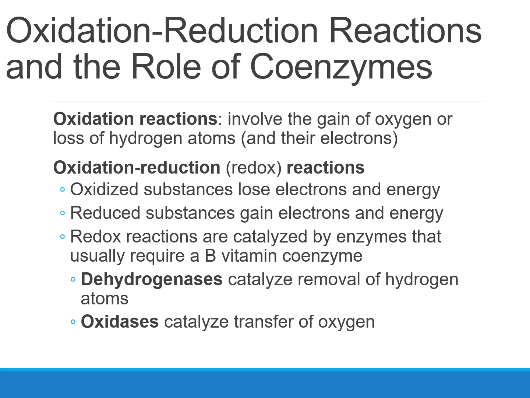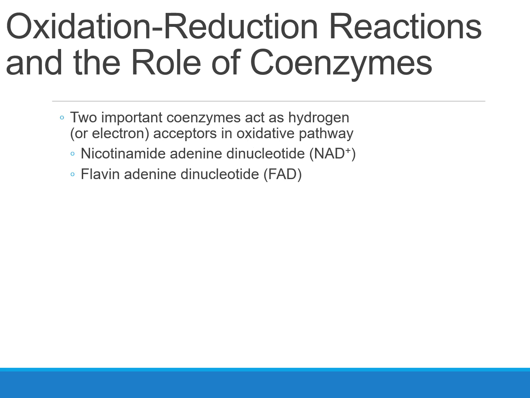Dehydrogenases catalyze the removal of the hydrogen ion, and oxidases catalyze the transfer of the oxygen. There's 2 important coenzymes that act as hydrogen or electron acceptors in the oxidative pathways. One of them is nicotinamide adenine dinucleotide, or NAD, and the other one is flavin adenine dinucleotide, or FAD.